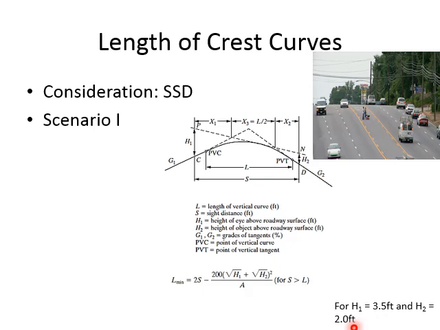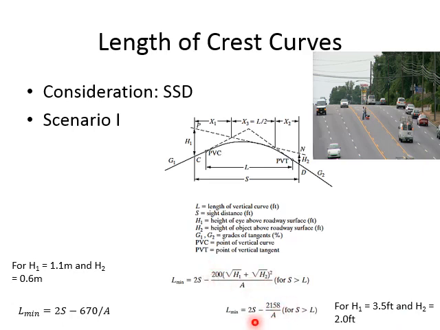Why? Because normally on the road the most commonly found object in front of you will be another car. So 2 feet is the height of the tail light of the car. Okay, so H1 and H2 are basically taken from the reference of a car because that is the smallest vehicle. So if you put H1 as 3.5 feet in this equation and H2 as 2 feet, then the equation will become this. Okay, so instead of this whole term you can use 2158.